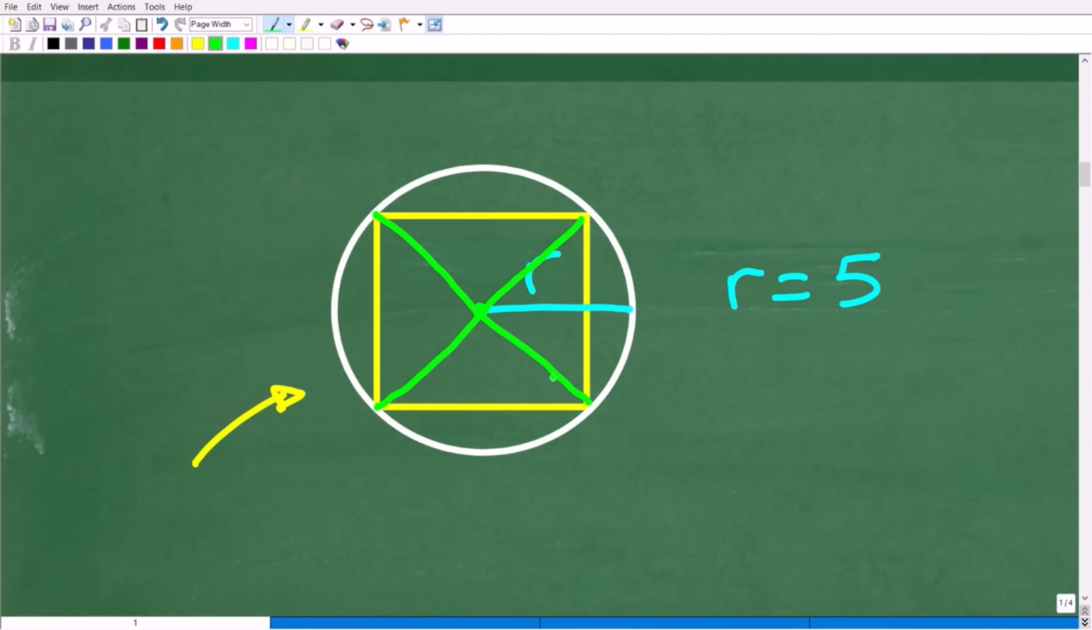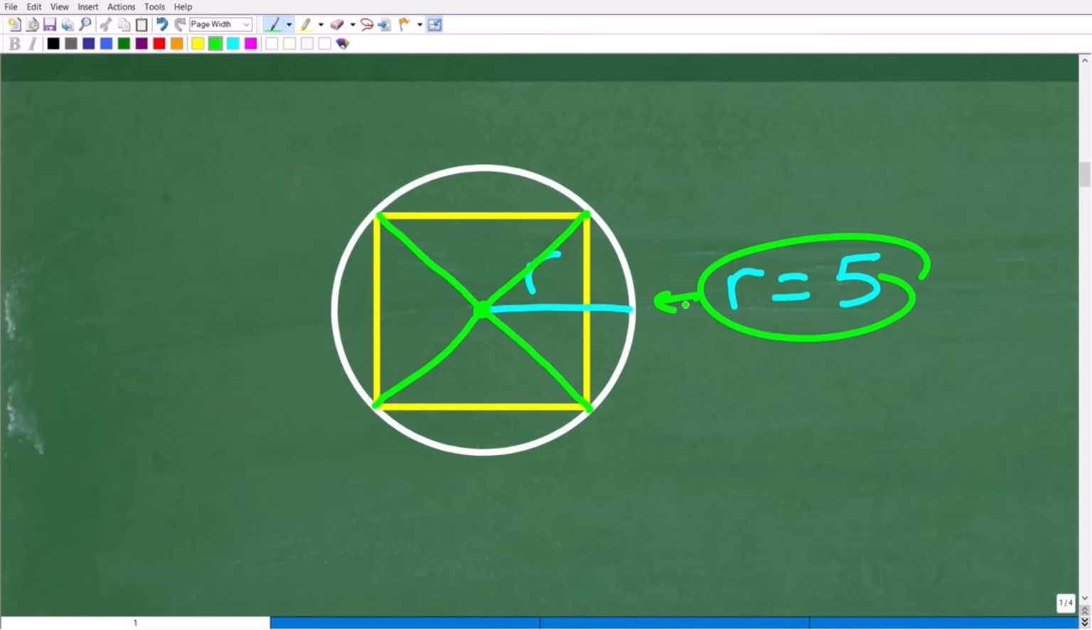Okay, so the diagonals of this square also go through the center of this circle. Hopefully this is something you can visually assume, but that is the case. So we have a square. The diagonals of this square also go through the center, which of course is the starting point of the radius. Again, the radius is 5.